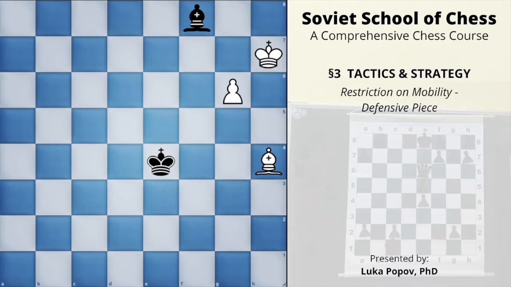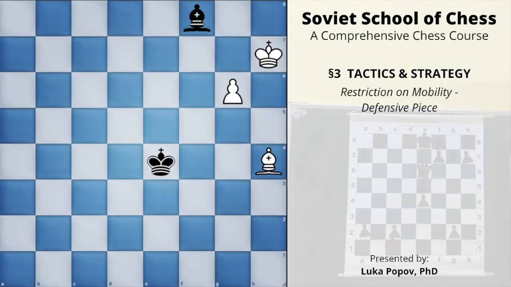If you just briefly analyze it, you will see that the mobility of the bishop on f8 is limited by the defensive role, and this bishop has a role to defend the g7 square, because if the g7 square is not defended, then this pawn can promote. So this is an example of restricted mobility by the defensive role. This bishop has to defend this square, and the bishop cannot wander around.